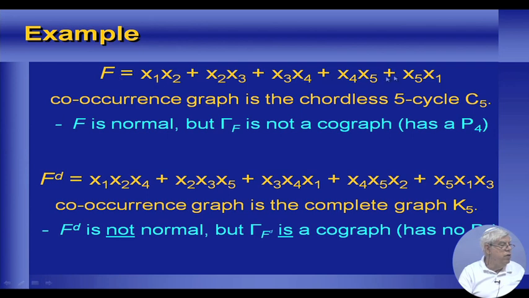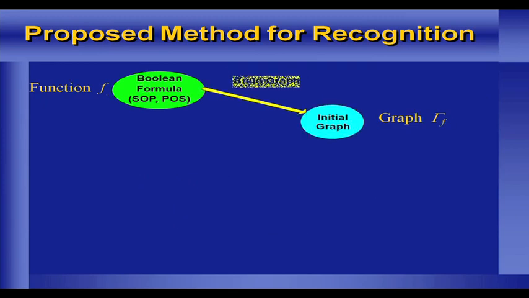Here's a function whose co-occurrence graph you can easily see is the chordless 5 cycle. It is normal, but its graph is not a CoGraph. C5 has a P4, but this is normal. On the other hand, its dual happens to be this function, and its co-occurrence graph is the complete graph on 5 vertices. It is not normal, but its graph is a CoGraph. So both of these normality and CoGraph conditions are required.